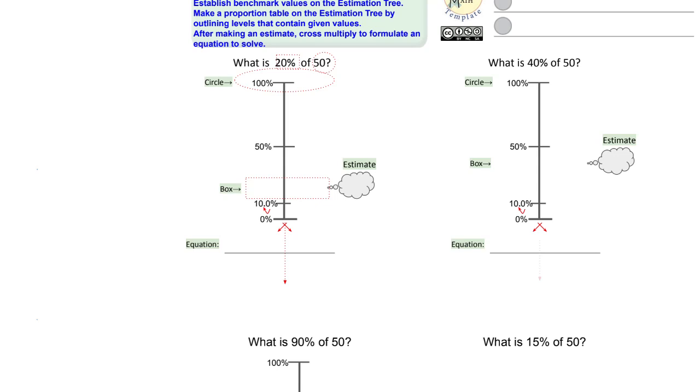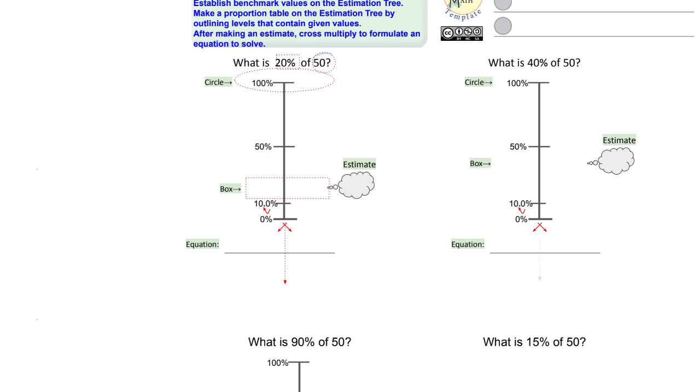Let's find 20% of 50. I'm going to use this graphic organizer called an estimation tree in conjunction with creating an equation to solve this proportion problem. So first, to estimate, let's look at the problem. What is 20% of 50?